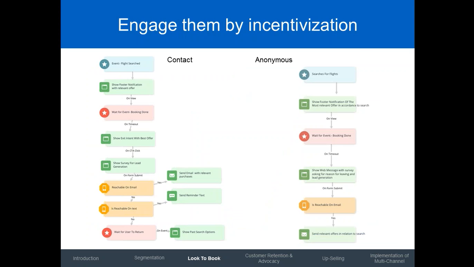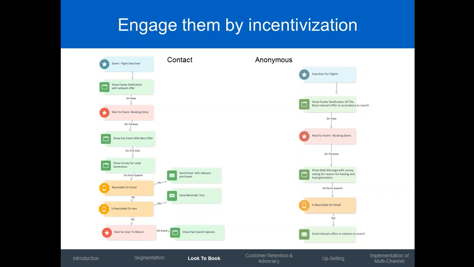And what can be done today, with a lot of technology coming into place, is that one could engage with such customers very effectively. This is a flow chart of how a customer could be incentivized. In one case, you know the contact number or the email ID of the customer. In the second case, you do not know it.